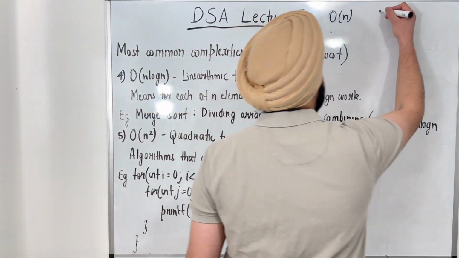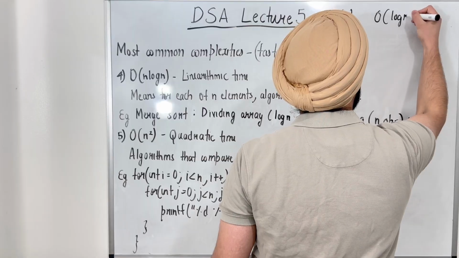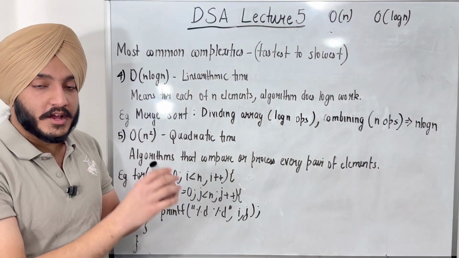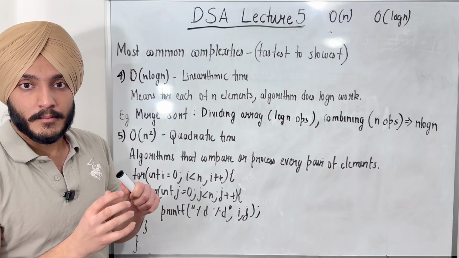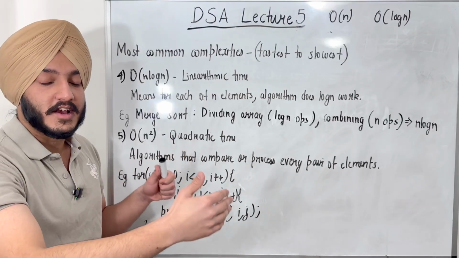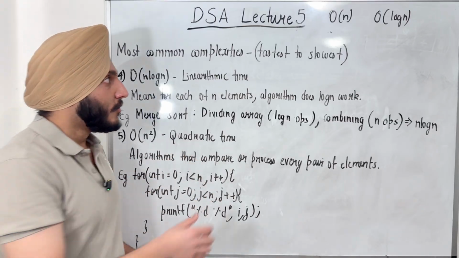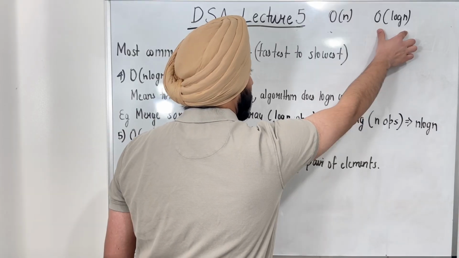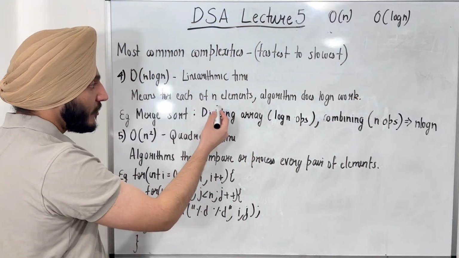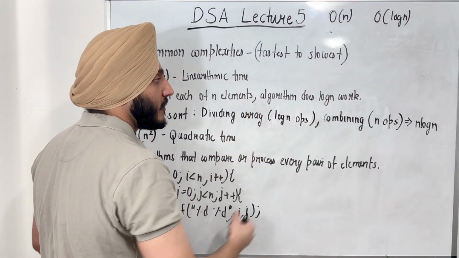Order of n log n. Now let's understand log n. Log n was that the input size is decreasing by a constant factor. For example, binary search reduces the array size by half every single time. Now, combining these two together is what gives us the linearithmic time. It means for each of the n elements, the algorithm does log n work.